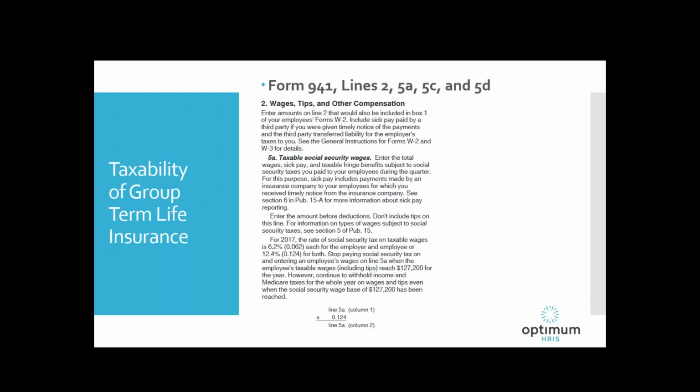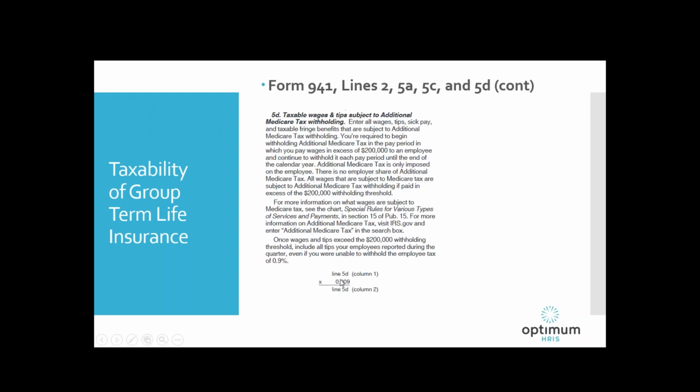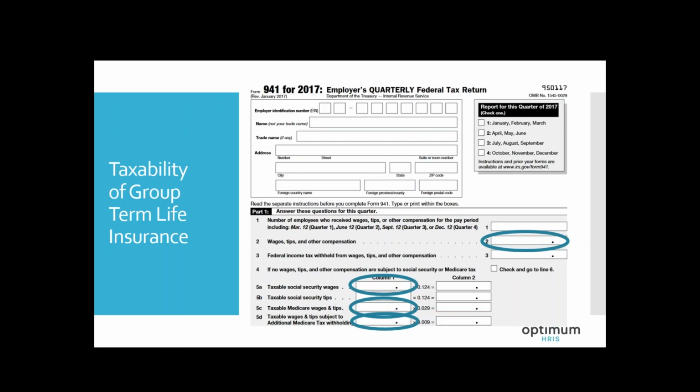Form 941, line 2, lists wages, tips, and other compensation. And that's the same as the W-2 Box 1 amounts. Line 5A is equivalent to W-2 Box 3, Social Security taxable wages. And line 5C is Medicare taxable wages. 5D is our new, or relatively new, 941 box for those taxable wages over $200,000. And here is the actual Form 941 and the lines where you should be including the taxable benefit for group term life insurance.